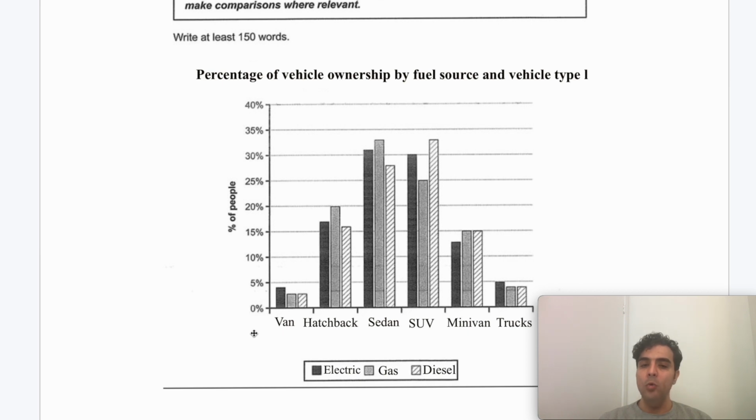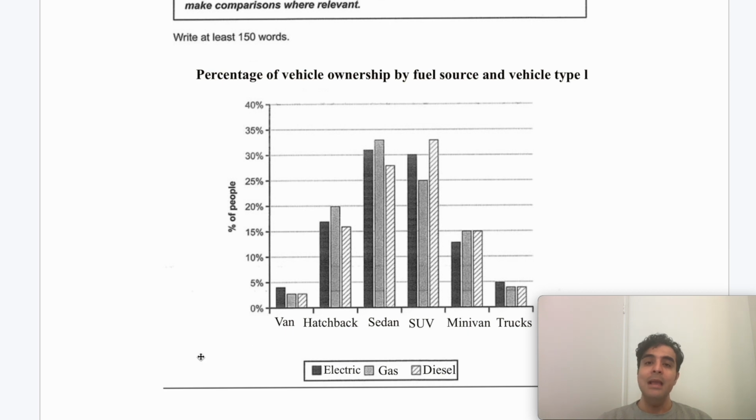Now, are we only viewing the different kinds of cars based on the type, like whether they're vans or hatchbacks or sedans? No. If you look a little closely, you'll see that there is a second criteria for dividing up the cars, and that is based on the fuel type. So here we can see electric, gas, and diesel cars, right? So electric cars, gas-fueled cars, and also diesel cars.